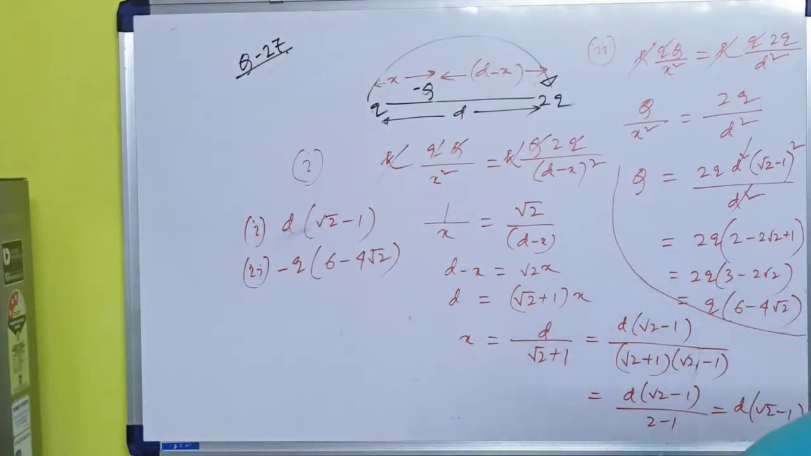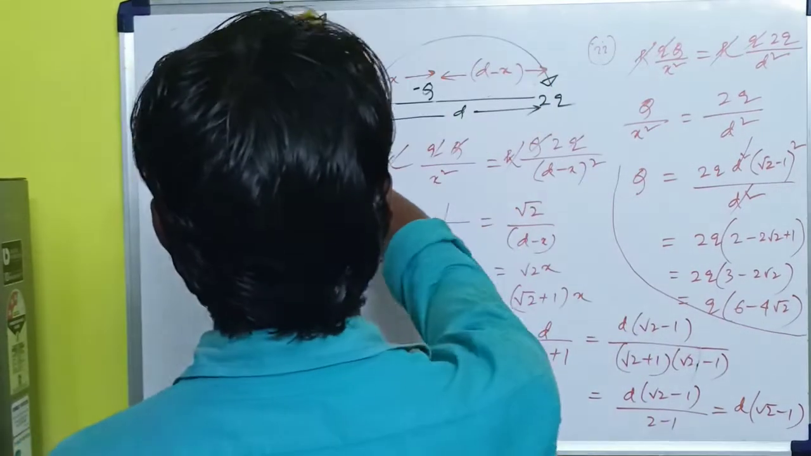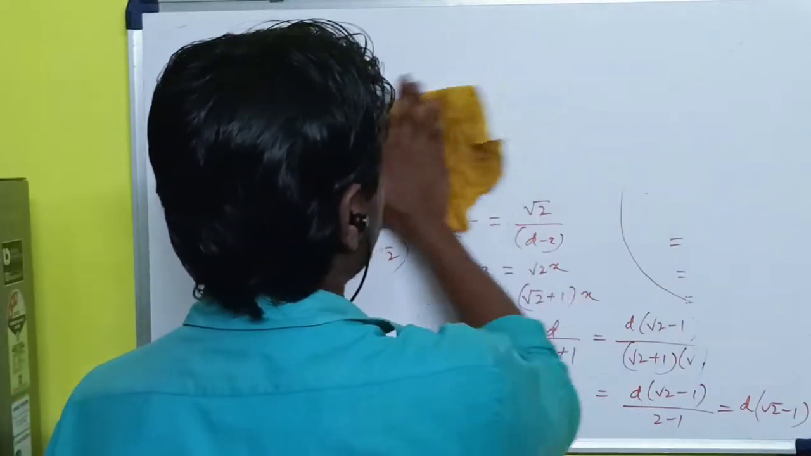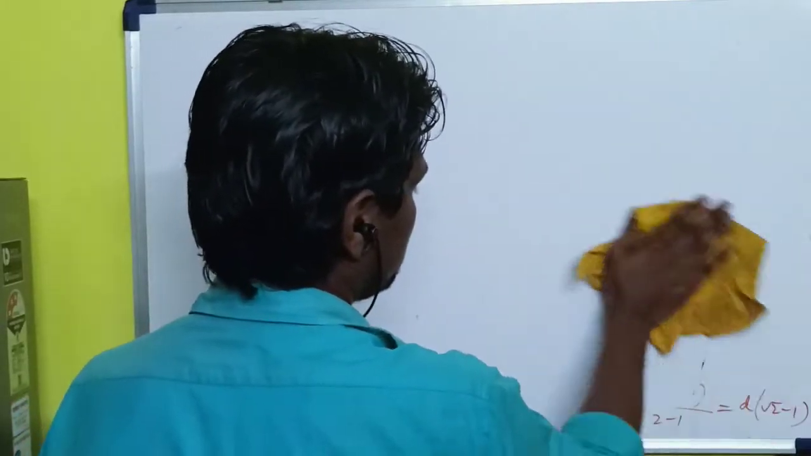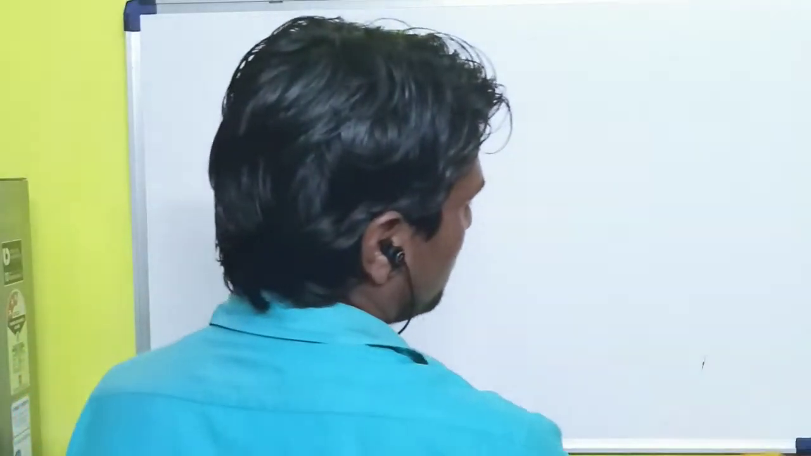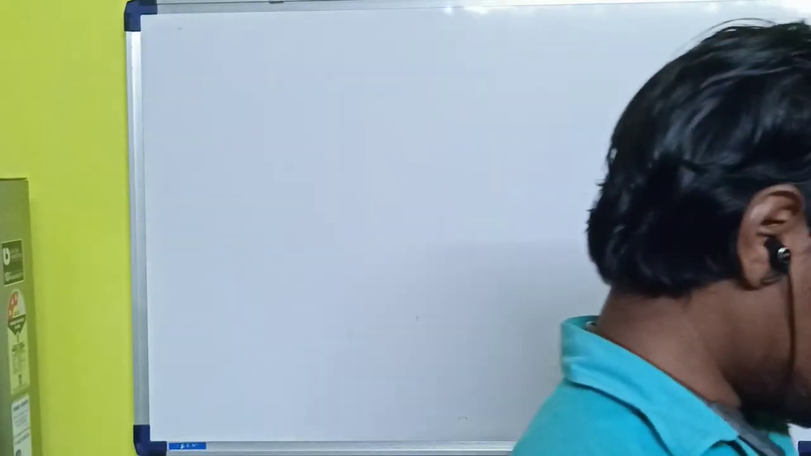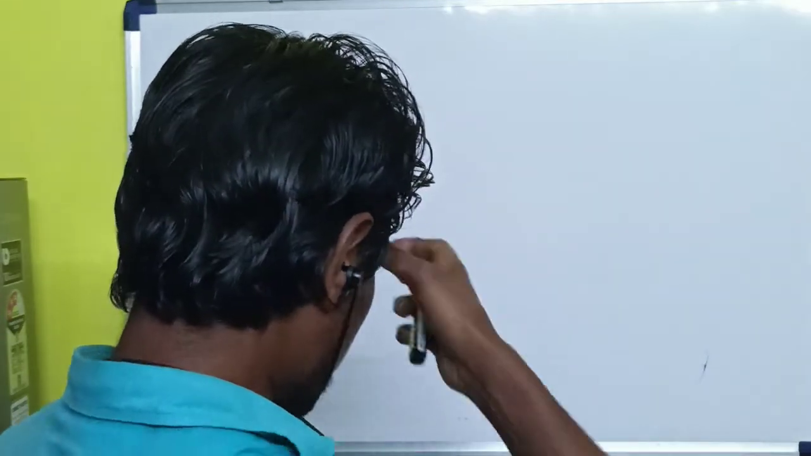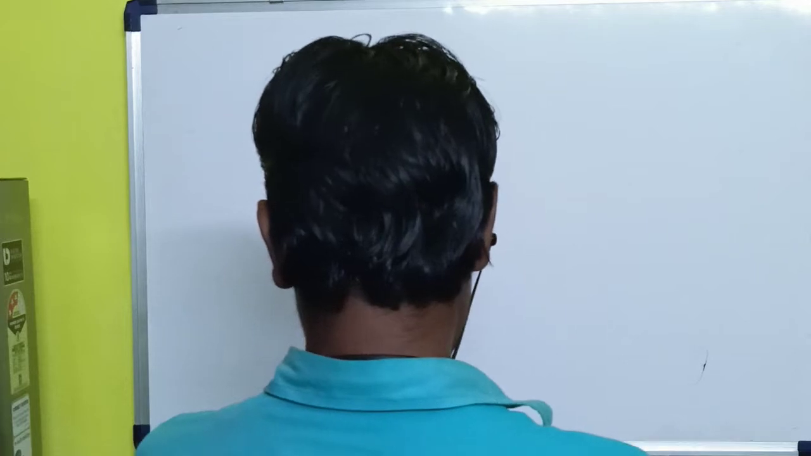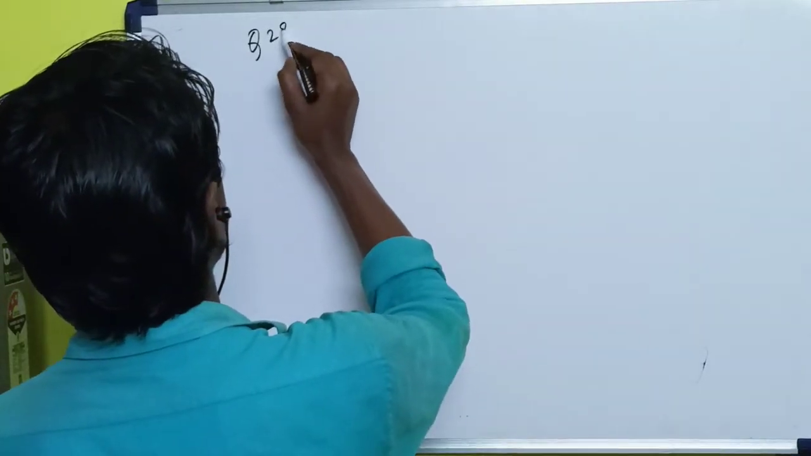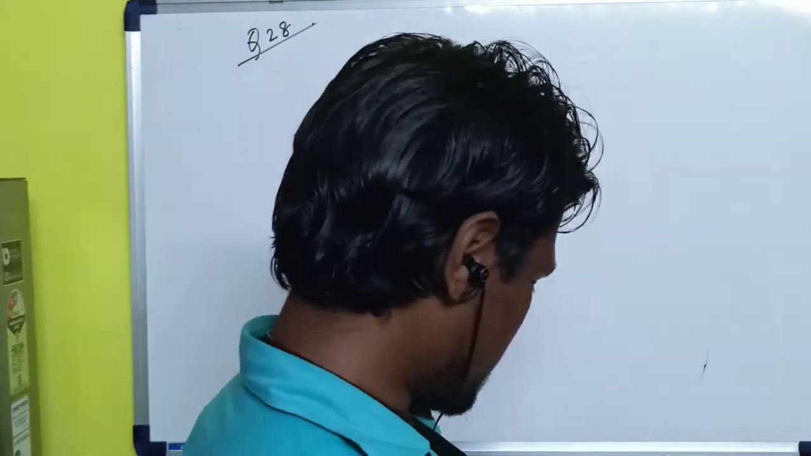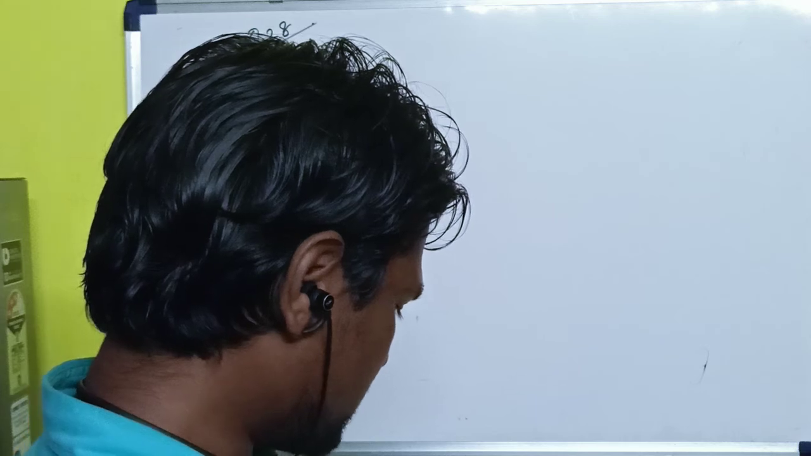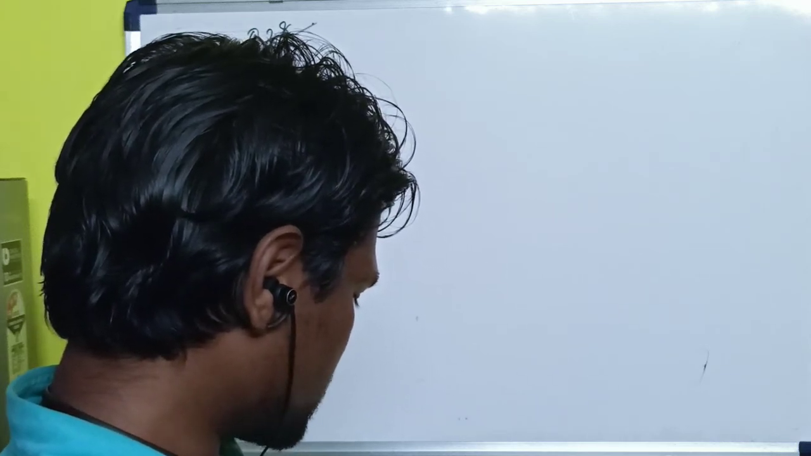So question 28 is based on different concepts, that is spring constant. And here you have to take an assumption. Question number 28: Two identically charged particles are fastened to the two ends of a spring.